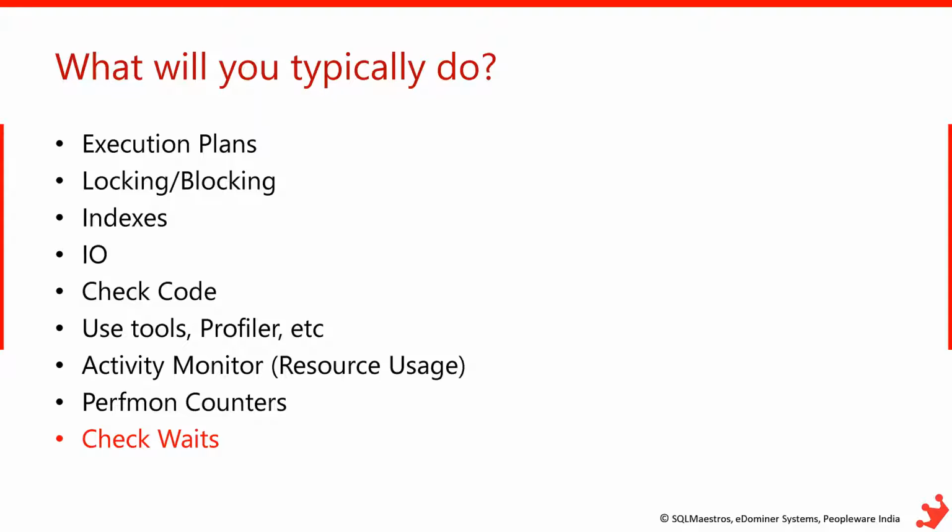what is the root cause of the performance problem. I continue to get more responses where people want to check network issues or use DMVs like sys.dm_os_waiting_tasks. All that is great, but then I have highlighted the last point, and I've colored it as red, which is check for wait statistics.